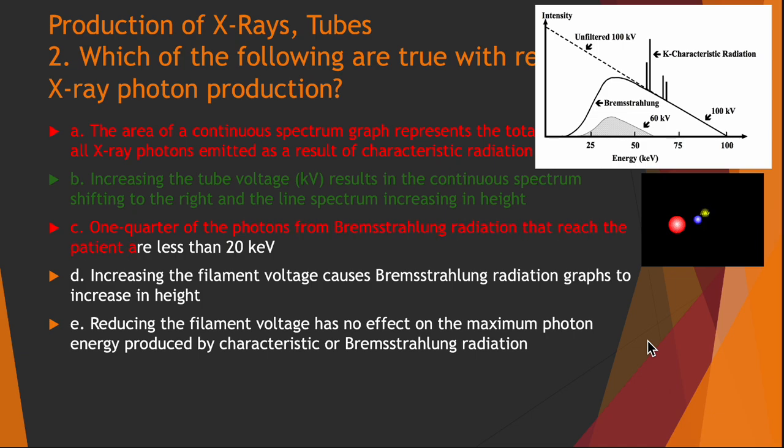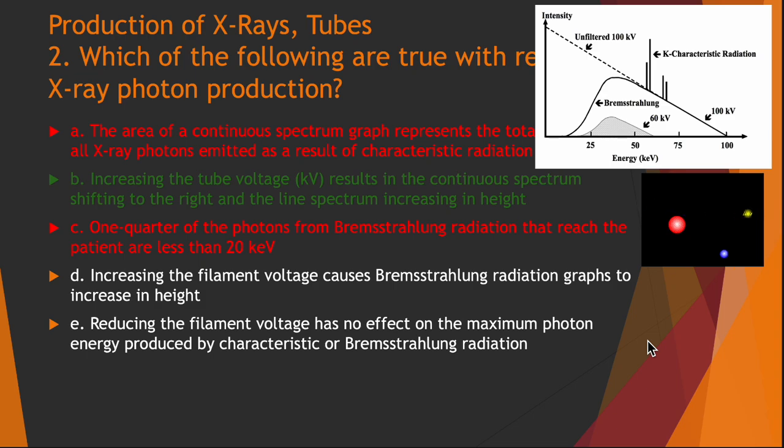The STEM question 3 asked was one quarter of the photons from Bremsstrahlung radiation that reach the patient are less than 20 keV. The answer is false. Why? Because first, one quarter of the photons may not be less than 20 keV in the Bremsstrahlung radiation. And the second was that photons of less than 20 keV are usually absorbed by the glass tube itself. So the answer is false.